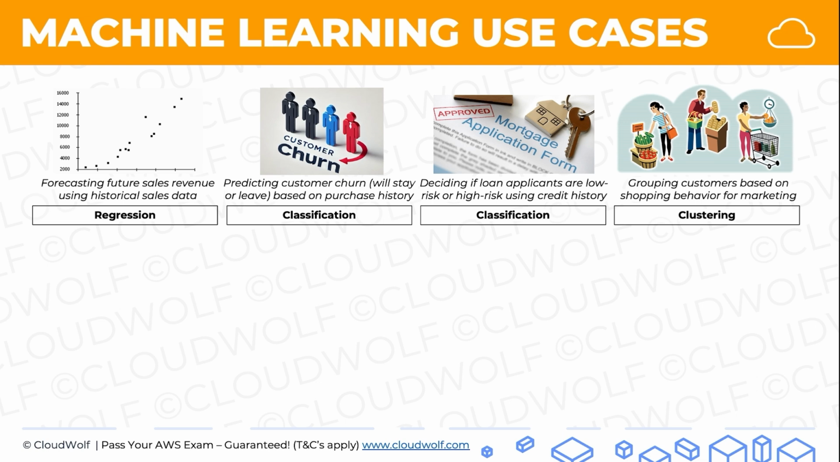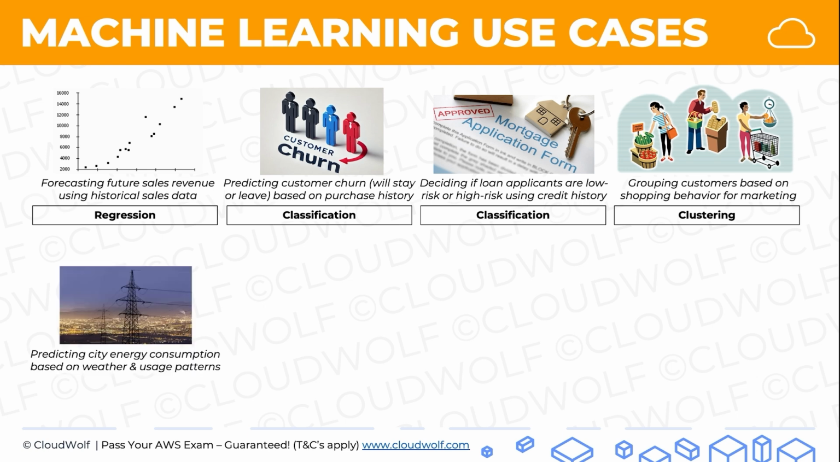Okay, so hopefully you're getting the hang of it. We've got 4 more to go. Predicting city energy consumption based on weather and usage patterns. Energy consumption is measured in maybe kilowatt hours, and basically we would need to predict it, and that is a continuous variable. Since it's a continuous variable, this is going to be a regression problem.